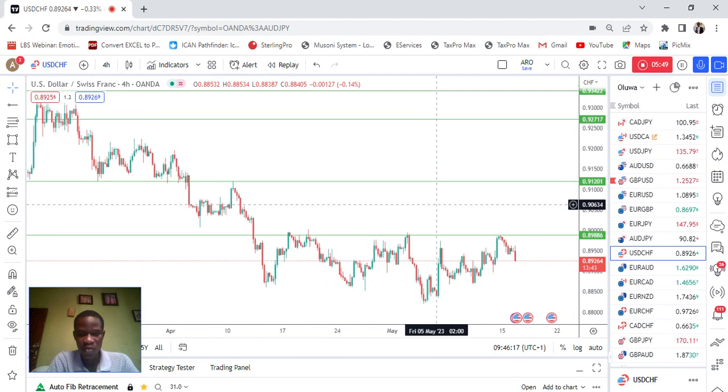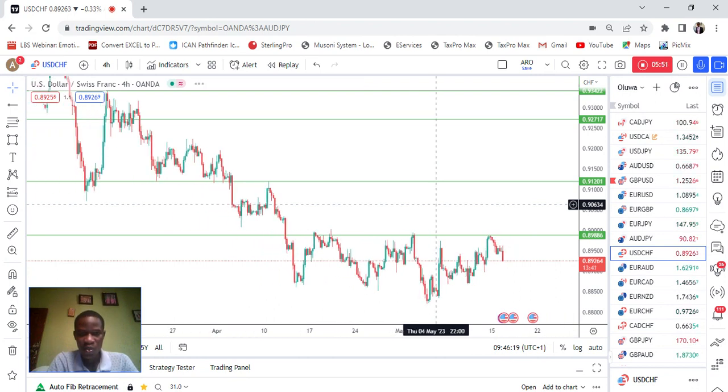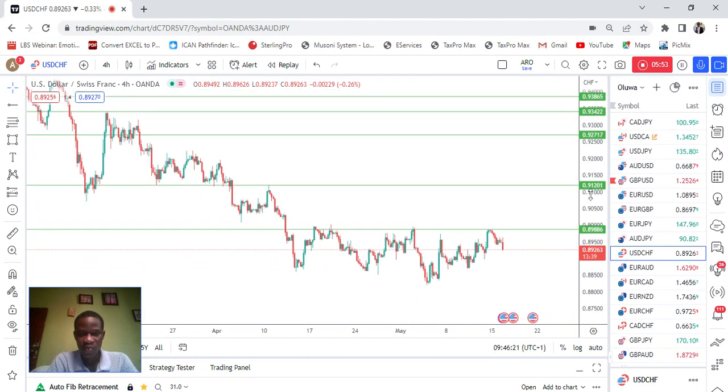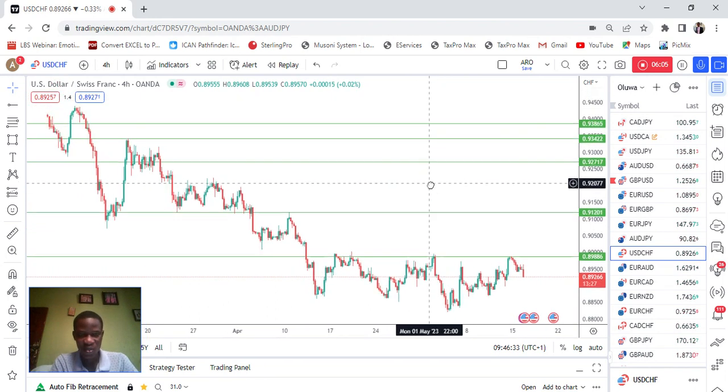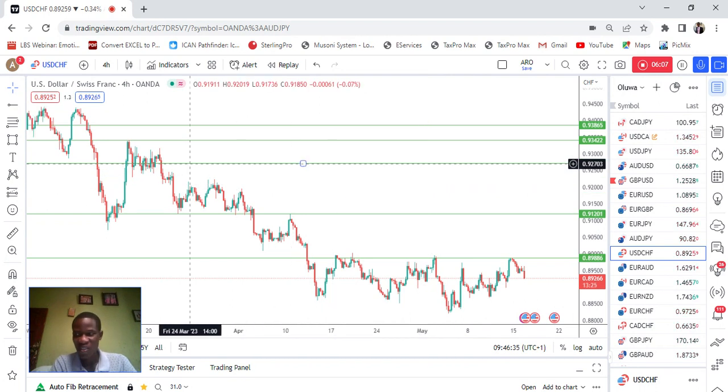Very good, this is a very good example of a trend market. So the present trend of this market is what? A downtrend. You can see this is a downtrend market.